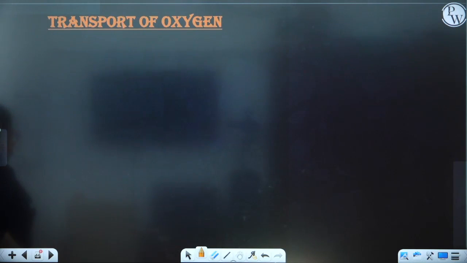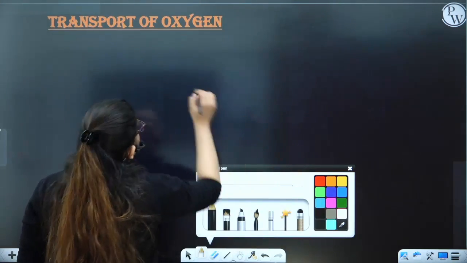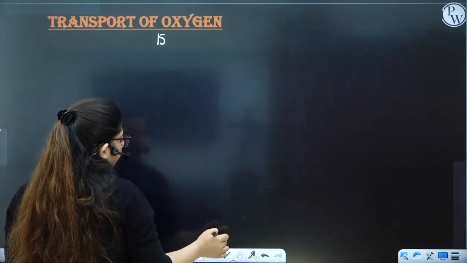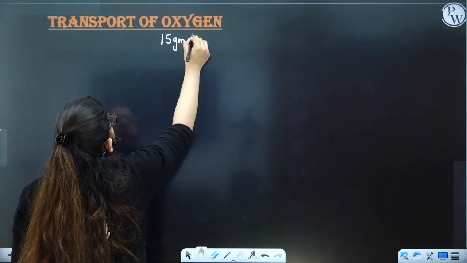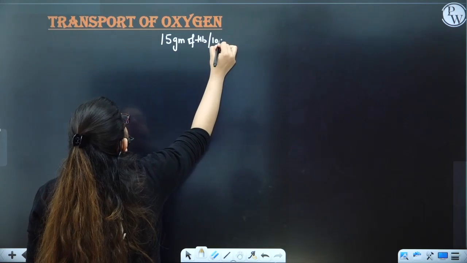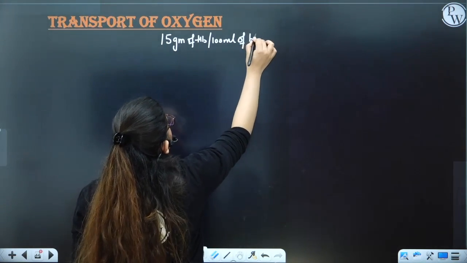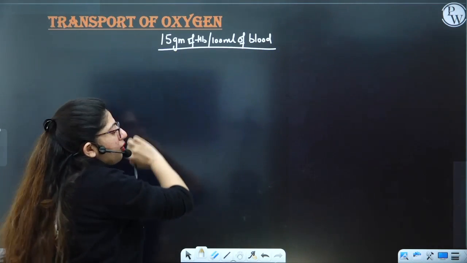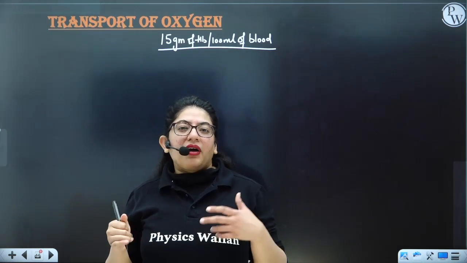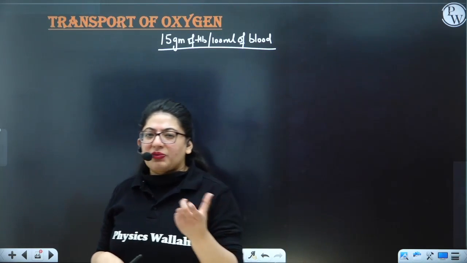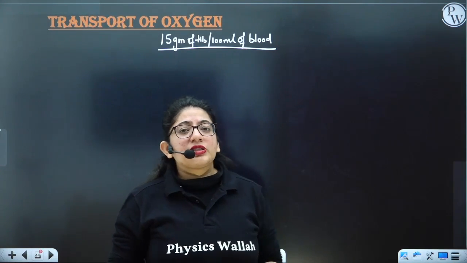Let's talk about the transport of oxygen. If I say a healthy individual has 15 gram of hemoglobin per 100 ml of blood. Whenever a person undergoes a blood test, you say, I have 8 gram. 8 gram is so less. Some have 12, 13, 14, 15 gram. 15 is the maximum gram of hemoglobin. So that value is not of the entire body, rather it's per 100 ml.